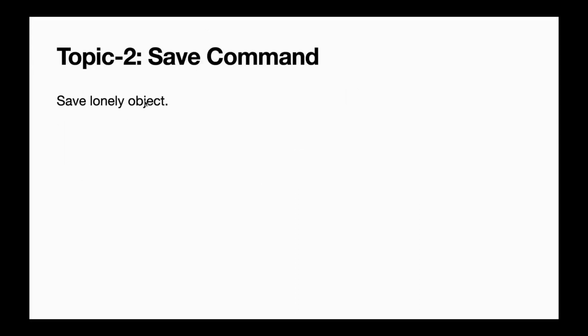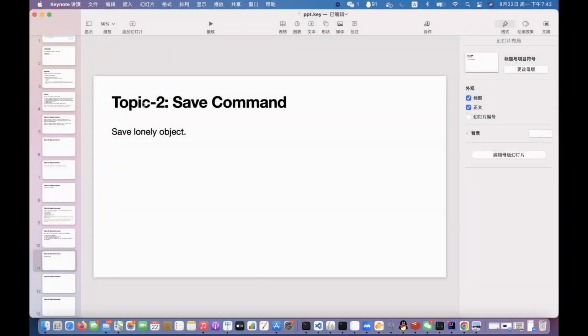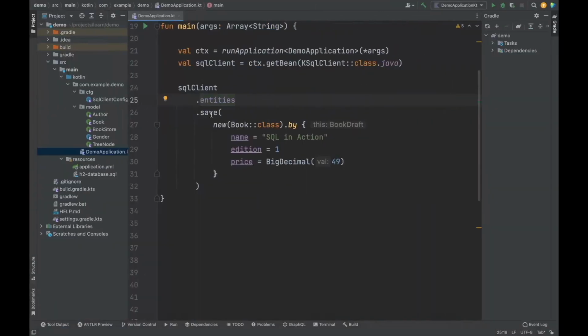Save lonely object. Let me switch to IntelliJ. The function save here means to save an object, but it does not specify whether it is an insert or an update. You can specify whether the save mode is insert only or update only. However, in this demo, we don't specify and let the framework decide for itself. Please look at here, the object to be saved has no ID. Note that this does not mean null, in fact, ID cannot accept null value. It means the value of ID is unknown.